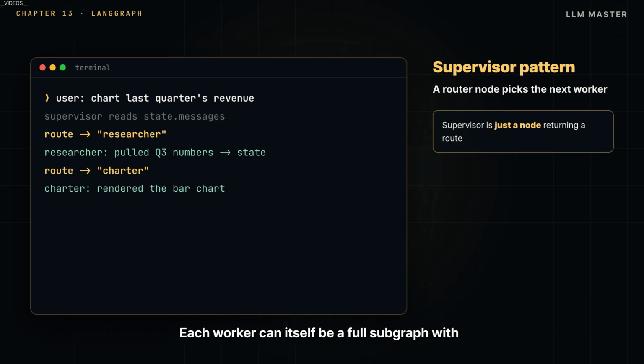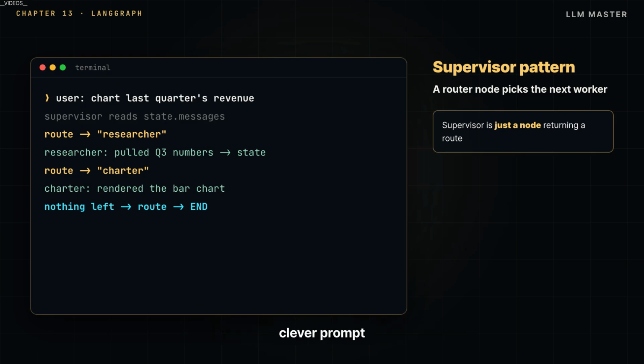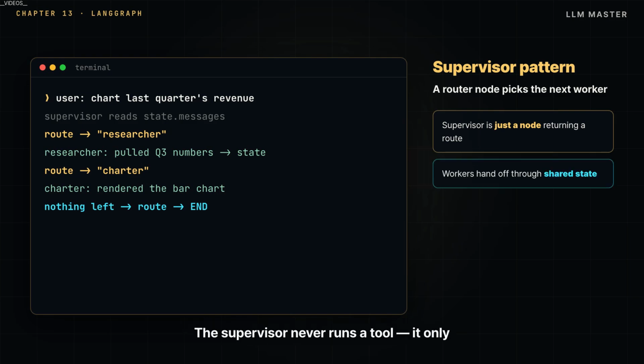Each worker can itself be a full subgraph with its own nodes and tools. Notice what's doing the coordination. Not a clever prompt, but plain state plus routing. The supervisor never runs a tool. It only decides who runs next, and the shared state is how the workers hand results to one another.